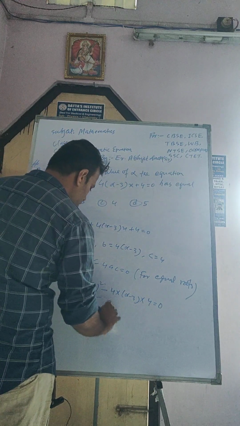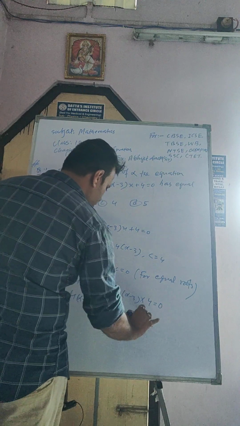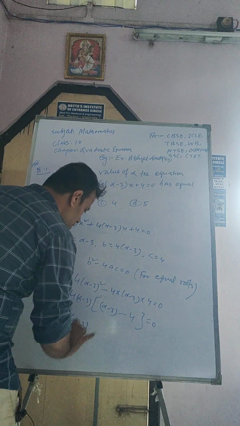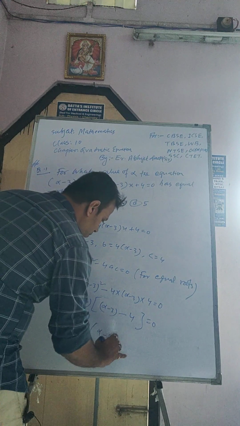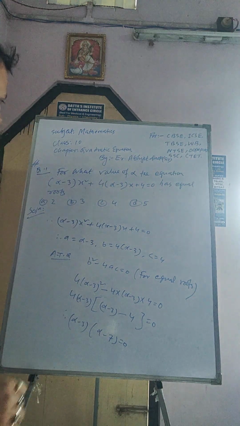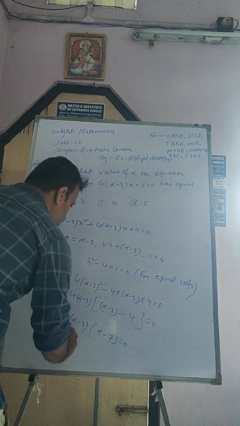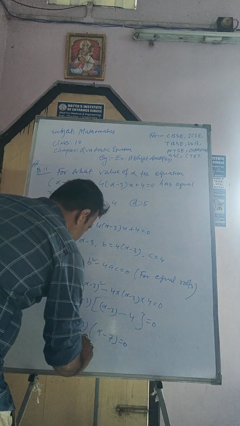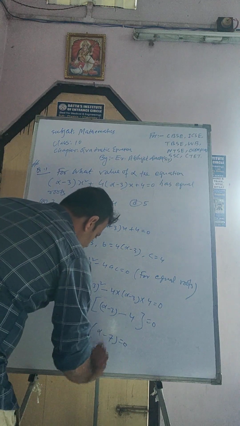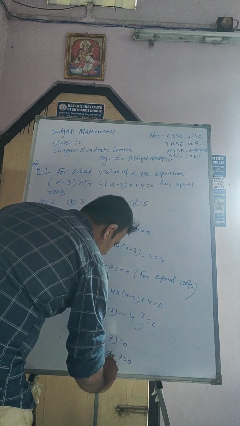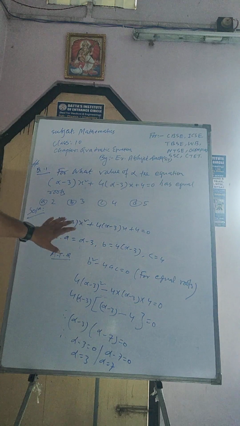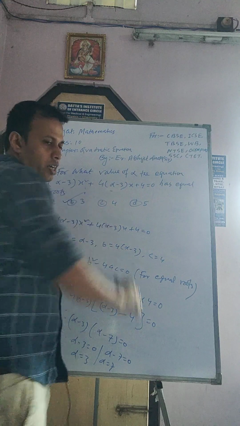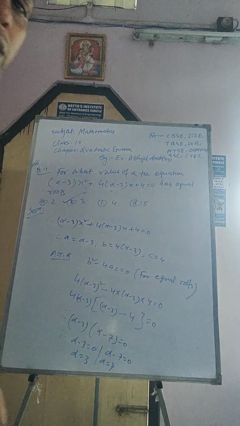It will be alpha minus 3 into alpha minus 4 equal to 0. So alpha minus 3 equal to 0, that is alpha equal to 3, and alpha minus 4 equal to 0, that is alpha equal to 4. So here which option is correct? Option B is the correct answer.